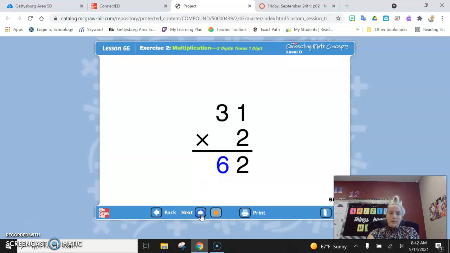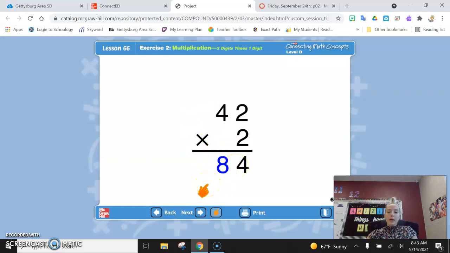Okay, let's see if we can do one more together. So we're practicing our multiplication. This is 42 times 2. We're going to start in this ones place. What's 2 times 2? Yep, 2 times 2 should be 4. Moving over to the tens place, 2 times 4. 2 times 4 is 8. So 42 times 2 is 84.